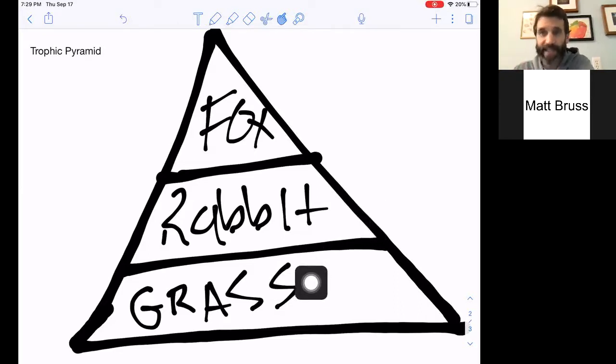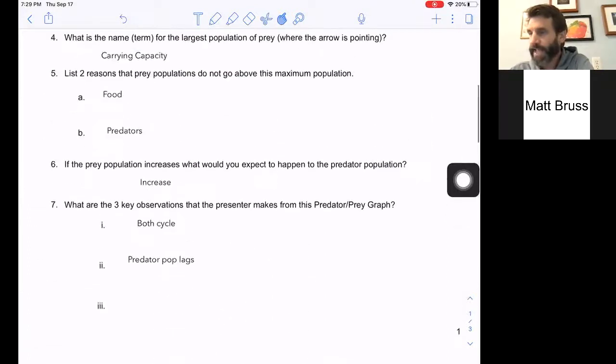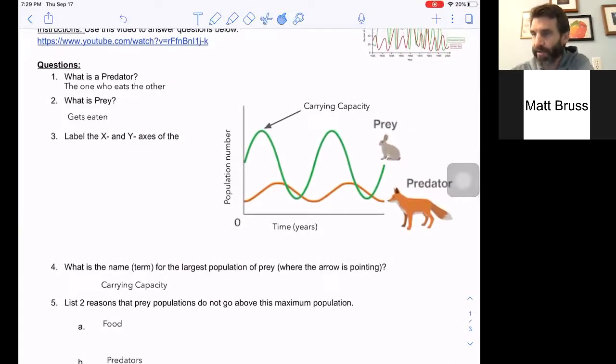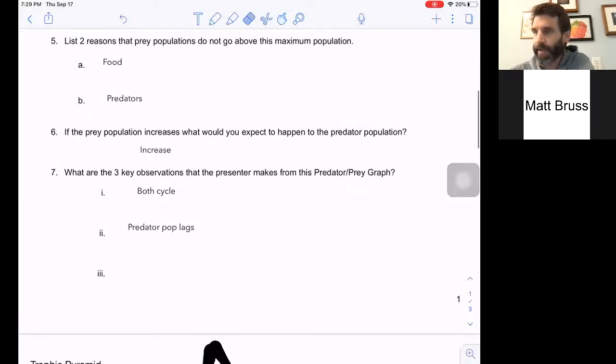So there's practically at least 10 times as much grass as there are rabbits, and at least 10 times as many rabbits as there are foxes. And that's how the energy of the system flows. And so that's why the prey population is always larger than the predator population, and it's related to those trophic pyramids.